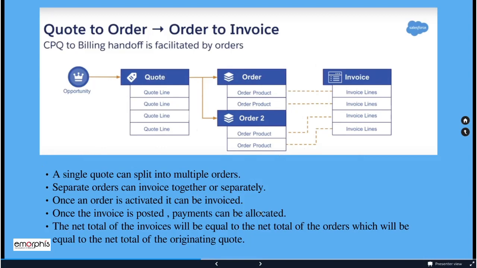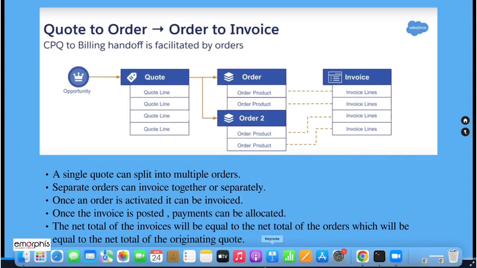The net total of the invoices will be equal to the net total of the orders, which will be equal to the net total of the originating quote. That is, the net total of the invoice would be equal to the net total of the orders, which will be equal to the net total of the quote. This is how quote to order and order to invoice takes place.